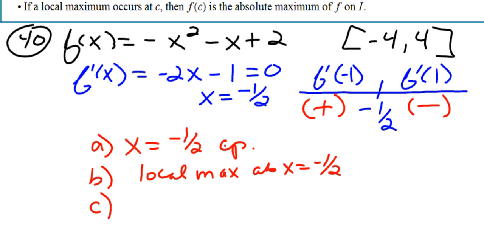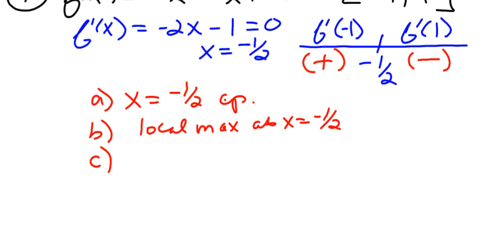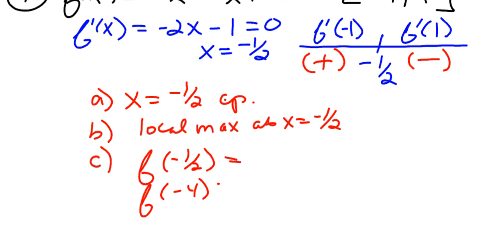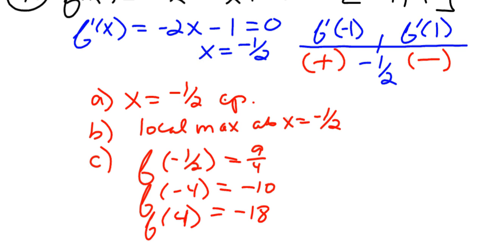But then I want to go ahead and in part C, I want to check for my values. And this is the step where I'm going to go ahead and evaluate back into the original function my critical point and my endpoints. I'm going to go ahead and evaluate and see which is then absolute max and mins. And if I do this, if I plug in negative 1/2, I have a 9/4. If I plug in negative 4 back into the function, I have negative 10. And if I plug in a positive 4, I have negative 18.